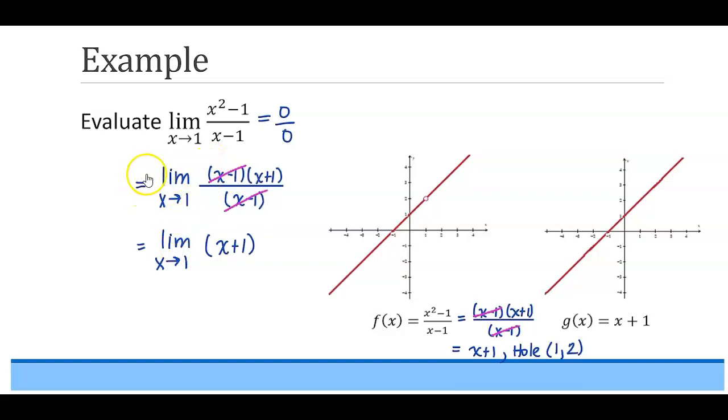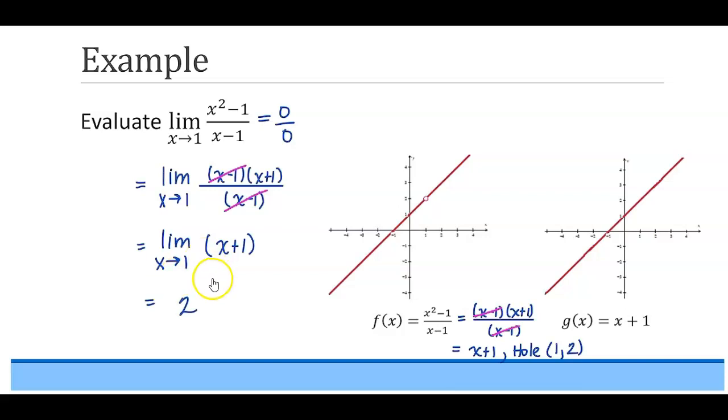So what we're saying here is that the limit of the original rational function is the same as the limit of the line x plus 1. They basically behave the same way in terms of limit values. But the line x plus 1 we can evaluate. We can plug 1 into x plus 1. And so 1 plus 1 is just 2.